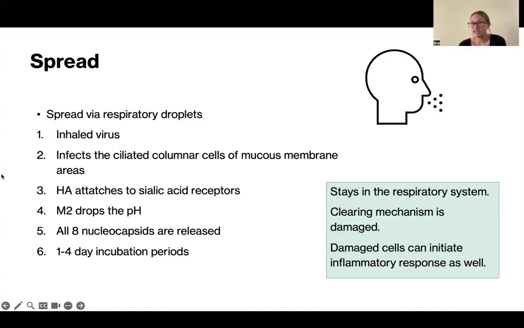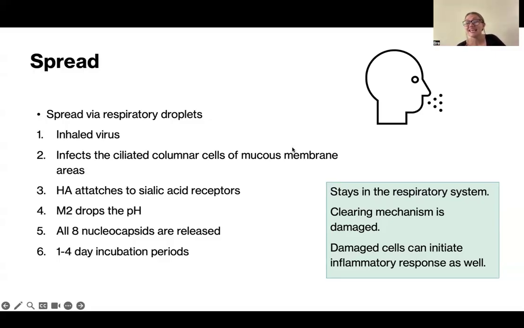Spread. It spreads via respiratory droplets. Basically, we inhale the virus. The virus infects the ciliated columnar cells of the mucous membrane areas of the respiratory system. And then HA attaches to the salicylic acid receptors. And then M2 comes in, right? It's that ion channel one, and it drops the pH. That drop in pH allows for all 8 nucleocapsids to be released. Okay. Then there's a 1 to 4 day incubation period, and you get all your symptoms.